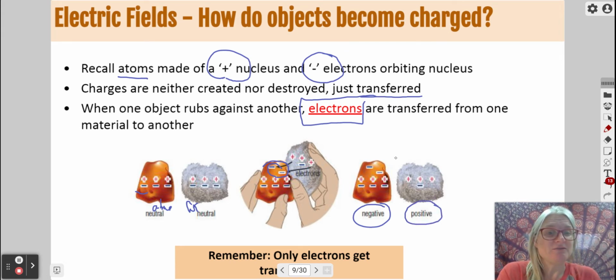And then what happens when you have a negative and a positively charged object? They are going to attract each other, right? I should draw the arrows like that. All right, so remember that only electrons are actually going to get transferred. The protons have to stay in the nucleus in the atom.